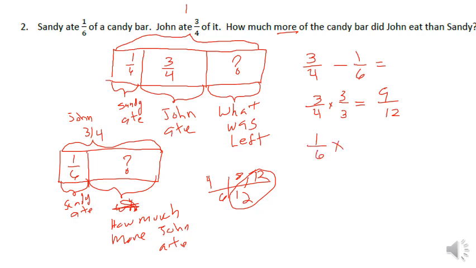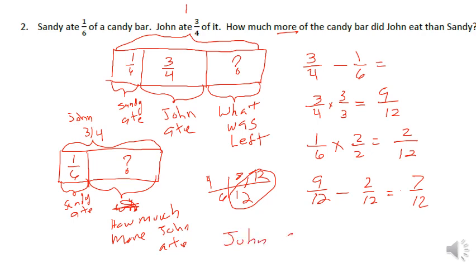1/6 times something equals 12ths. And I know I'm going to multiply it by 2. So it's going to be 2/12. So now I have 9/12 minus 2/12. And I end up with 7/12. So John ate 7/12 more of the candy bar.